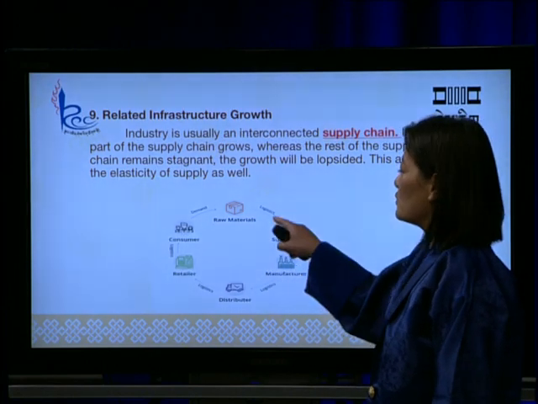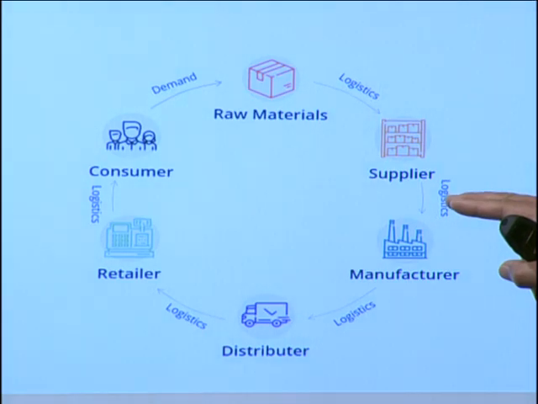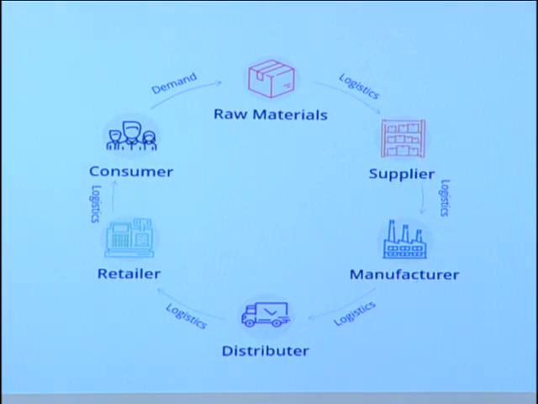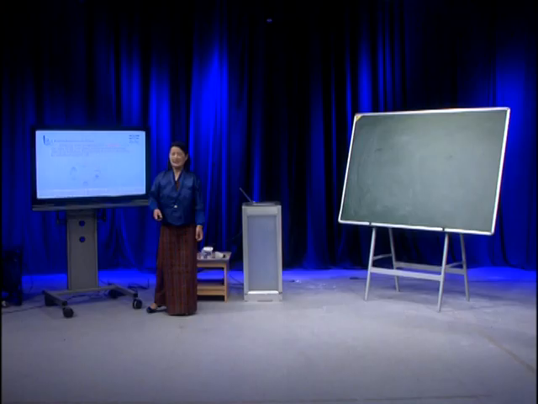Now, if there is equal growth in the infrastructures that are used in these different sectors, if there is equal infrastructural growth in all these sectors, then the supply is going to be elastic.